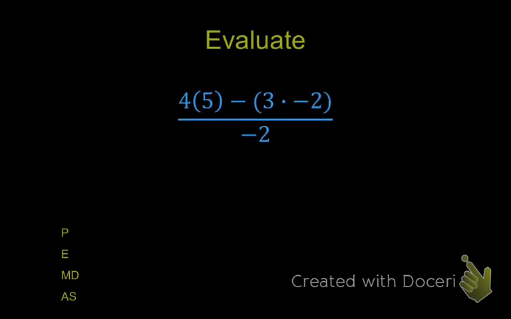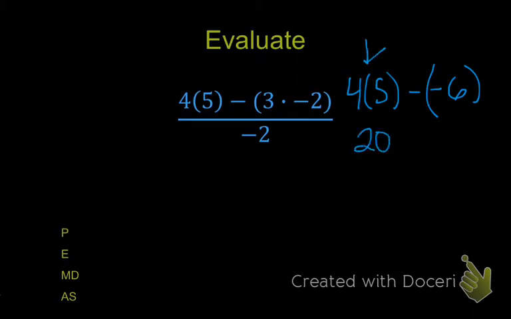Let's take a look at one more problem. Again, I have a fraction, so I'm going to be thinking about simplifying the top, simplifying the bottom, and then dividing. So as I look at the top, I see parentheses, so I'm going to start there. 3 times negative 2 is negative 6. Copying down the rest. Then I don't have anything else to simplify in the parentheses, so I'm going to do any multiplication. 4 times 5 is 20.